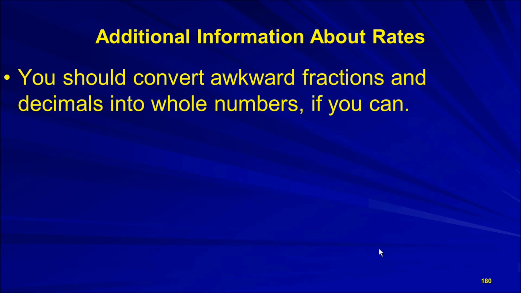Okay, additional information about rates. You should convert awkward fractions and decimals into whole numbers if you can. Sometimes you can't. It's just not possible. But if you can, they're easier to communicate because epidemiology deals with individuals and whole individuals. It doesn't deal with fractions of individuals. Now, I don't mean paraplegics and all this other kind of stuff. People ask me about that all the time. I say that's a whole person. For epidemiology, they count as an individual.